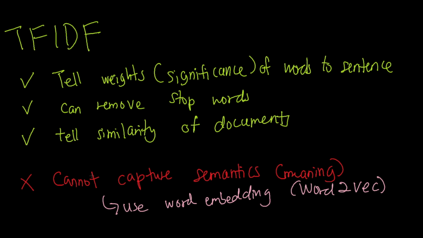But the downside is that it cannot capture the semantics, the meaning of the words. Let's say fox, we cannot tell what fox is. We do not know that it is an animal. We do not know that it is something near to mammals or cats or something like that. And to do that, maybe we can use word embedding, which is also known as word2vec. So maybe next time we will talk about word2vec.